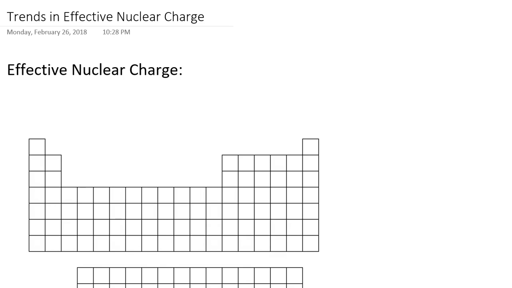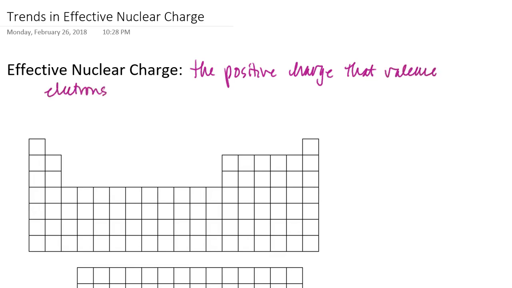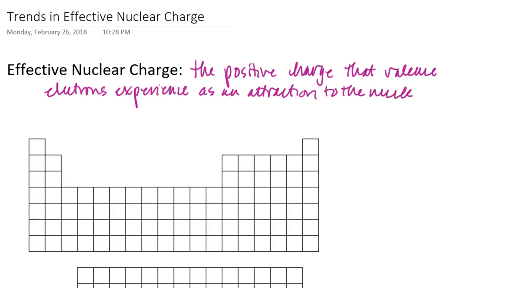Now, what I mean by effective nuclear charge, I mean the positive charge that valence electrons experience as an attraction to the nucleus. Okay, so in order to figure out how that works, we need to just do some common sense thinking about the periodic table.